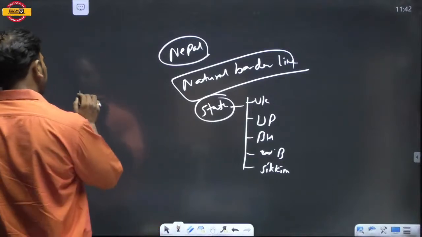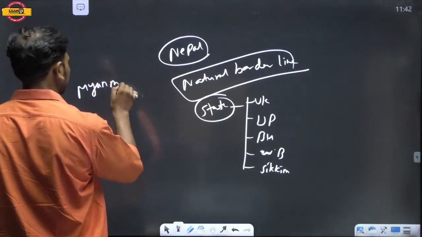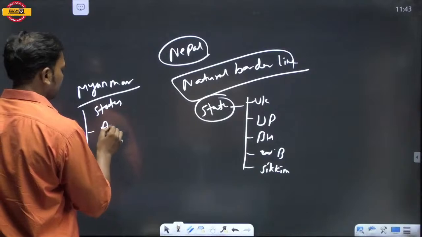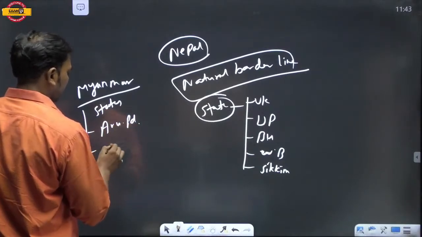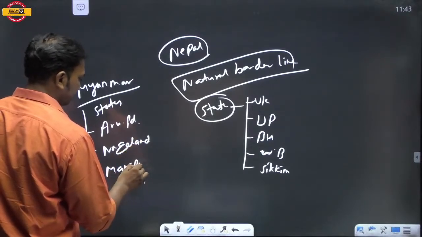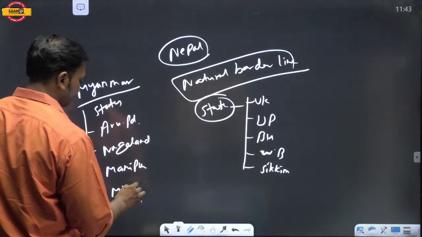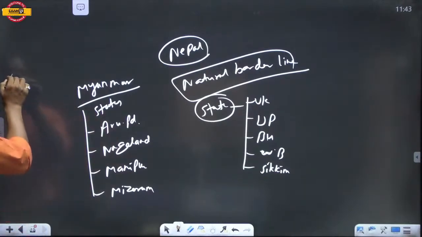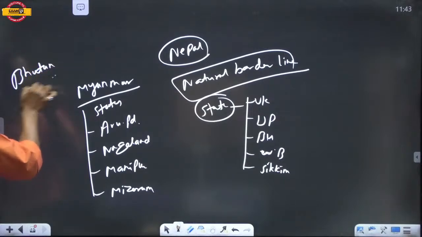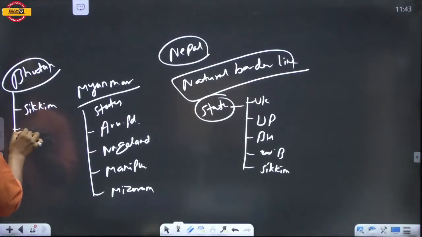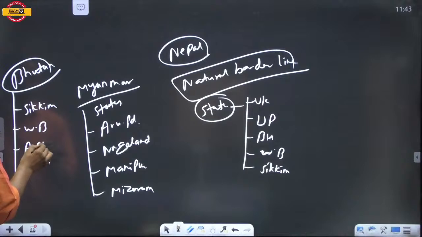Okay. Then the Myanmar border states are Arunachal Pradesh, Nagaland, Manipur, and Mizoram. While the states having a border with Bhutan would be Sikkim, West Bengal, Assam, and Arunachal Pradesh.